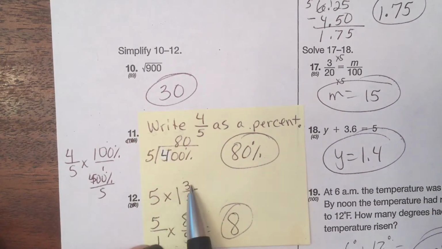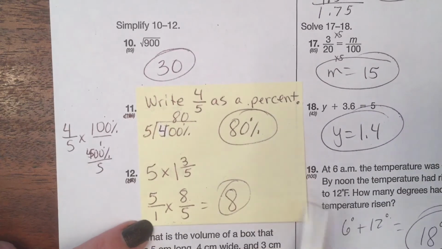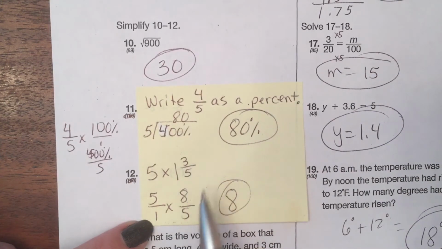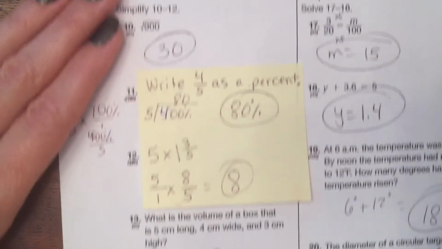5 times 1 and 3/5. Well, I need these both to be fractions, so 5 turns into 5 over 1. 1 and 3/5: 1 times 5 is 5, plus 3 is 8 over 5. So I reduce here. I end up with an answer of 8.